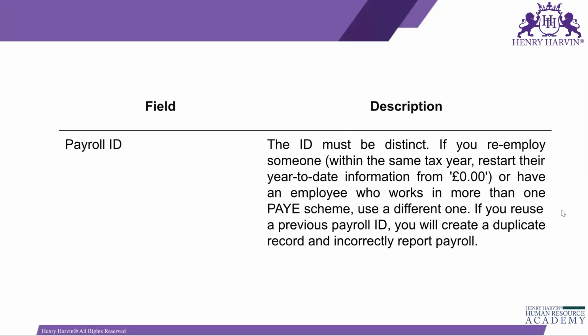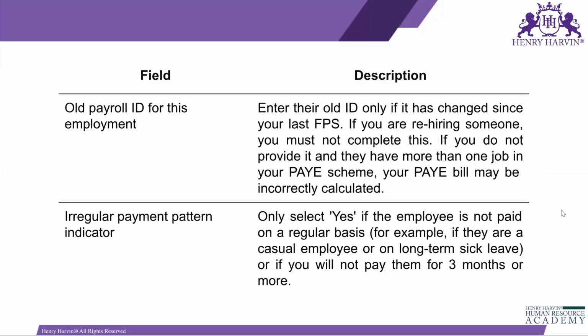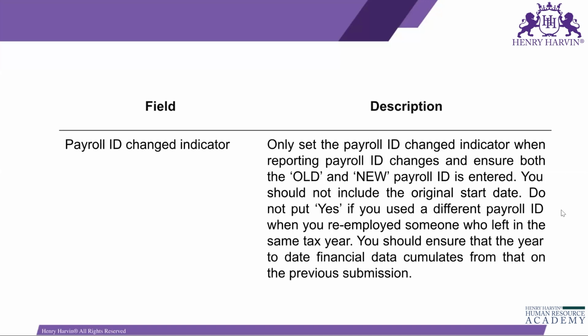Then payroll ID, same. You have to assign a unique ID if there is a rehire. And if there is a change in employee ID, then you have to mention the new ID here. Okay. For existing employees, if there is a change in employee ID due to any reason, not because of rehire, payroll ID change indicator, you have to tick this indicator as yes. Then in the old payroll ID for this employment, you have to put the old employee ID here. And the new employee ID in the main field, that is payroll ID.